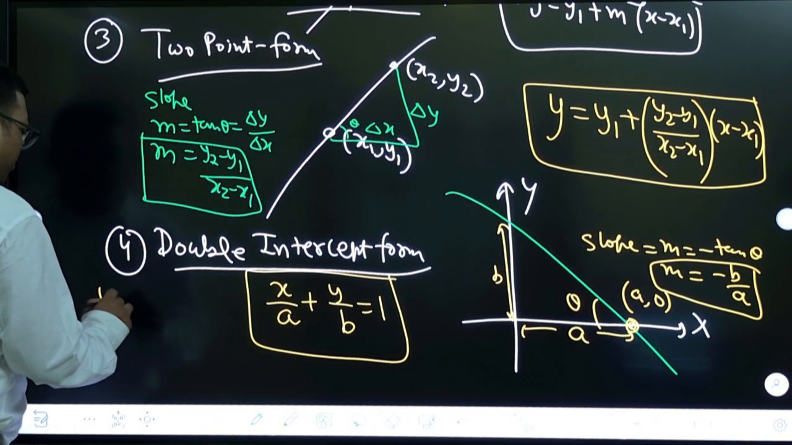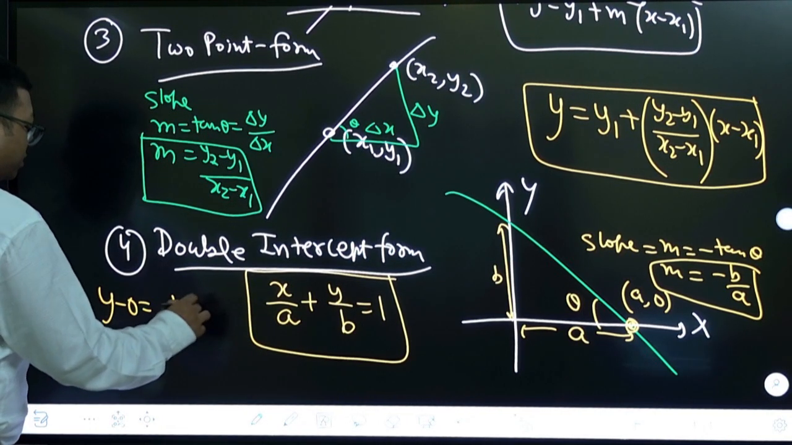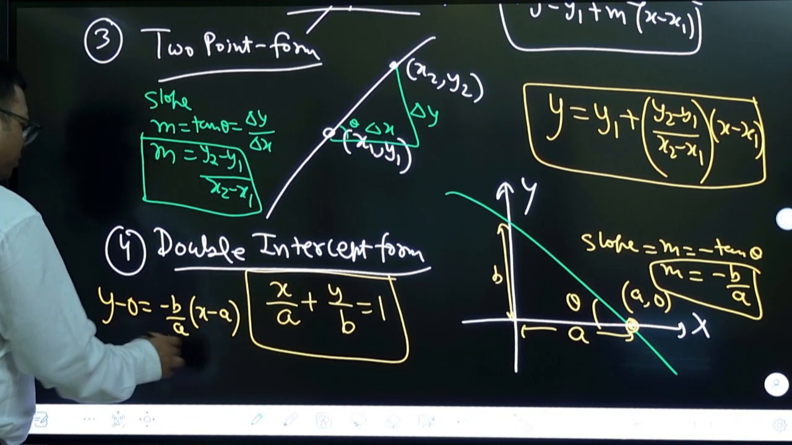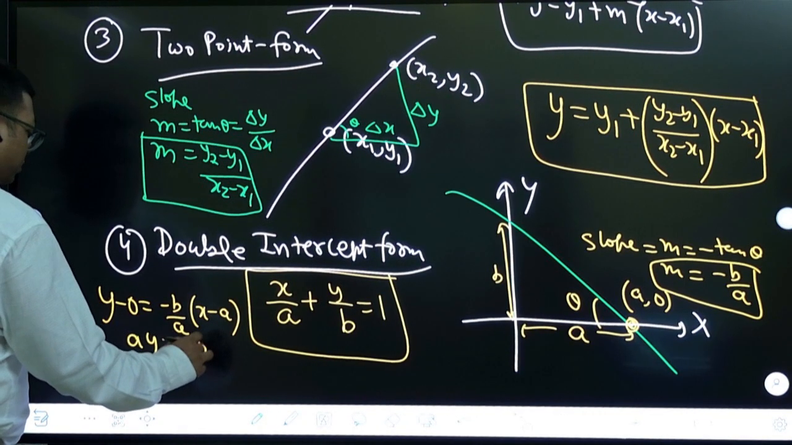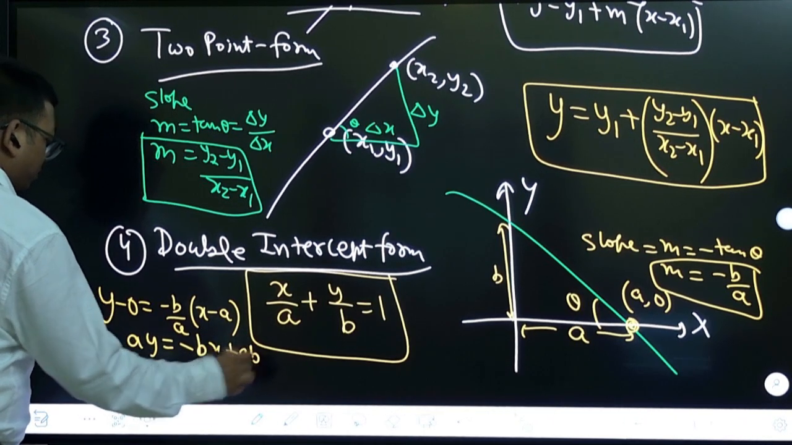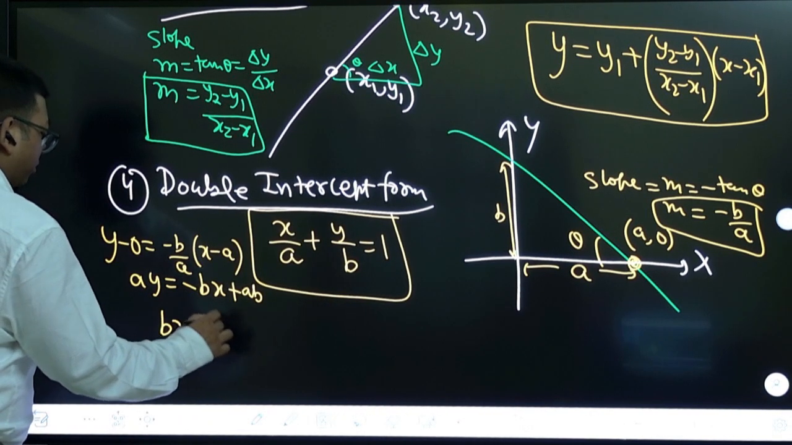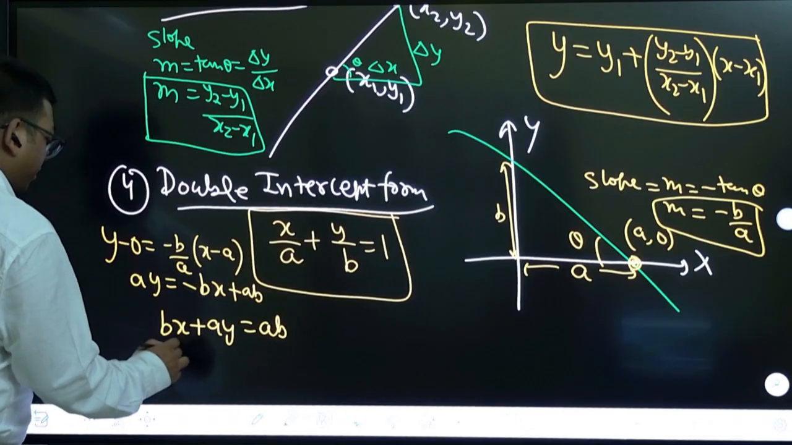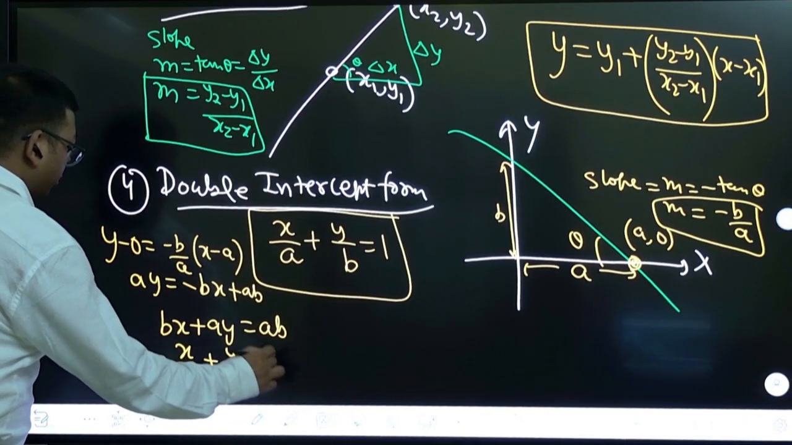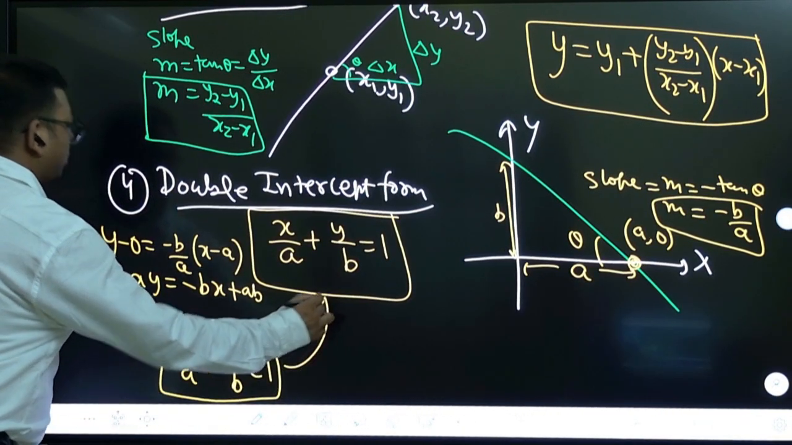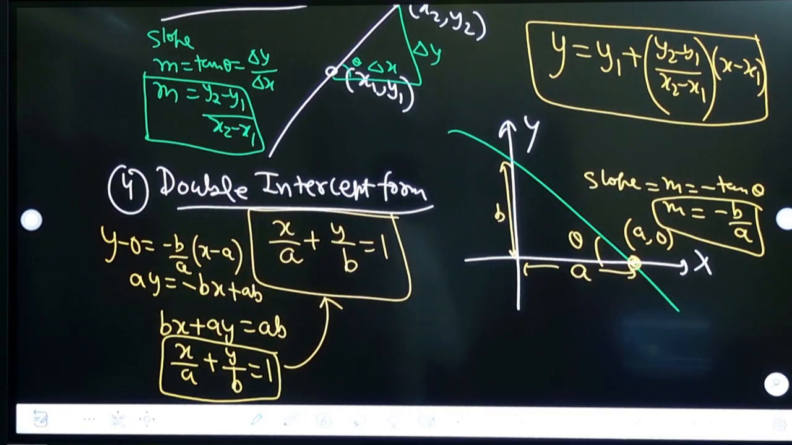So you can write y minus y1 is equal to m times (x minus x1). So just solve this, right? So ay is equal to minus bx plus ab. So from here bx plus ay is equal to ab. Divide by ab. So x by a plus y by b is equal to 1. Right? We can prove it. It's not very difficult. So all these things can be proved.